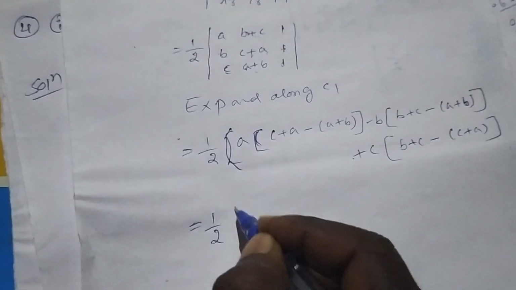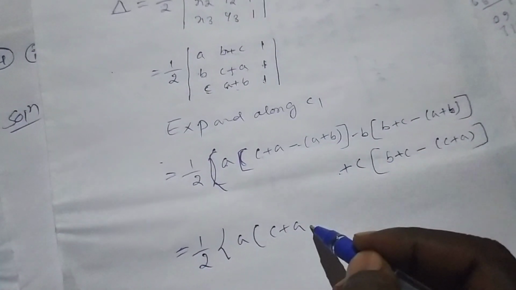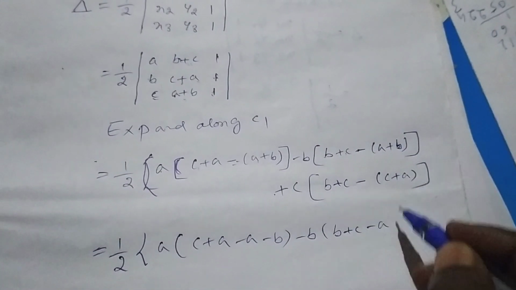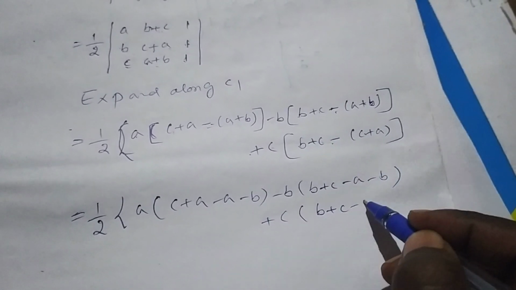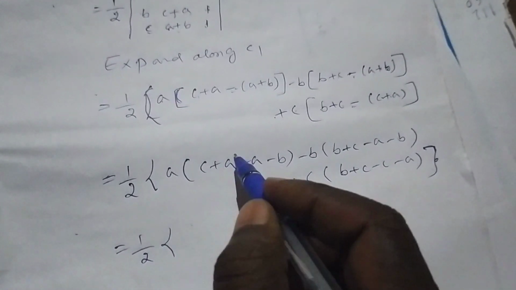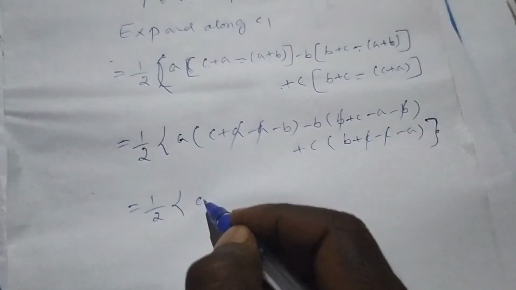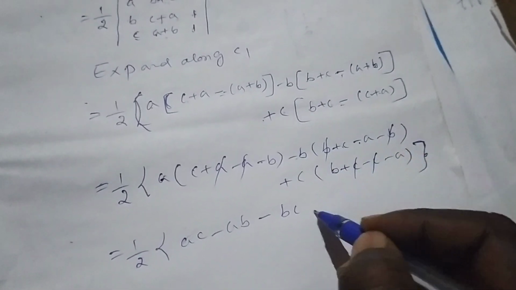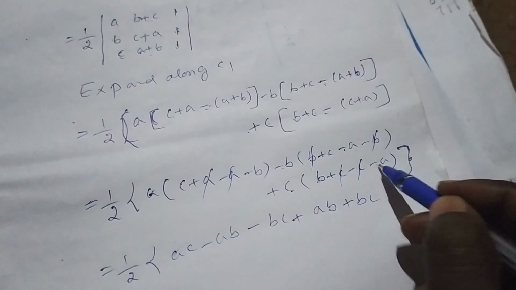Now that is half into A into bracket, remove the bracket, C plus A minus B, minus B into bracket, B plus C minus A, minus into plus, minus B plus C into bracket, B plus C minus C, minus into plus minus A. So this is 1 by 2 into plus A minus A, minus B plus B plus C minus C. The remaining things are A into C, AC, minus A into B, AB, minus B into C, minus BC, minus plus AB, C into B, that is BC plus BC, C into minus A, minus AC.